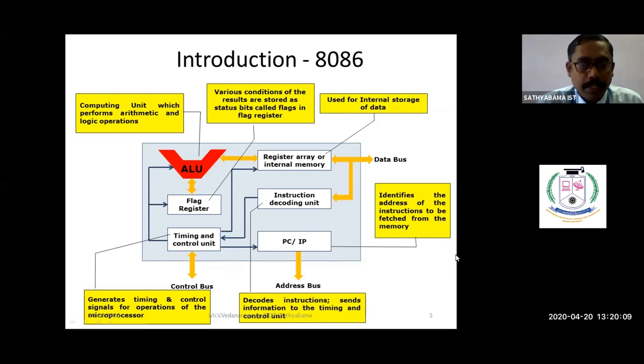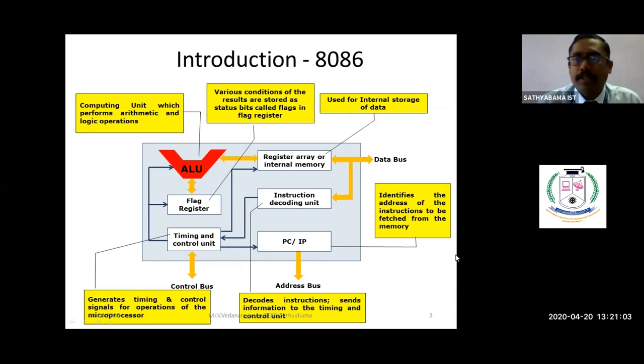If you see this schematic diagram, we have the ALU, arithmetic logic unit, which is the brain of any processor, of course. It is the computing unit where all our arithmetic and related logical operations are performed. We have register arrays. When talking about 8086 register arrays, we have basically four types of registers available. One is the general purpose registers, as we had discussed in 8085: accumulator, A register, B, C and D. Since 8086 is a 16-bit processor, we are not going to denote them as A, B, C, D. We are going to call them AX, BX, CX and DX. So we have four general purpose registers.